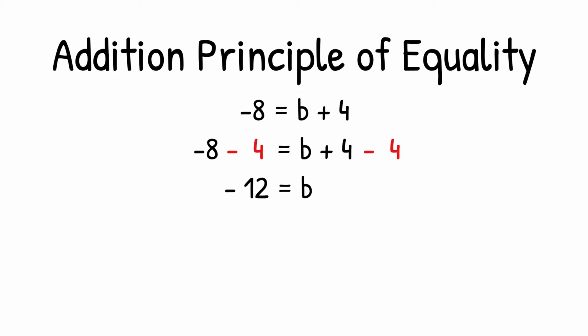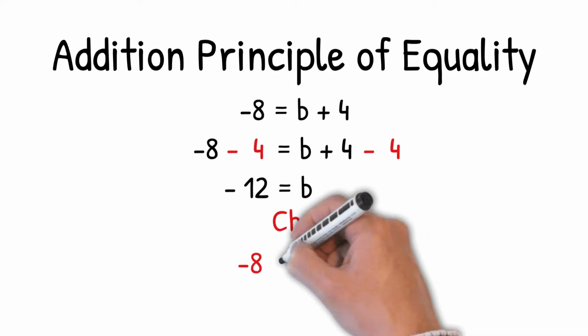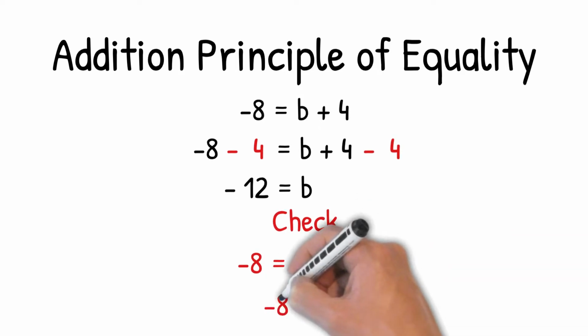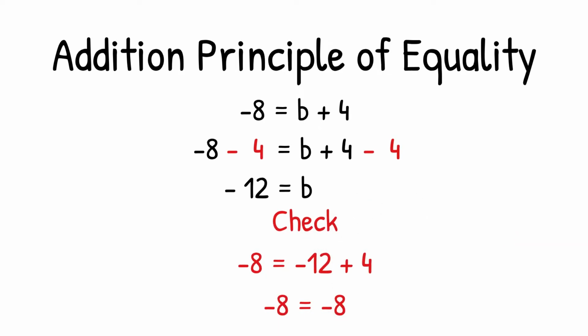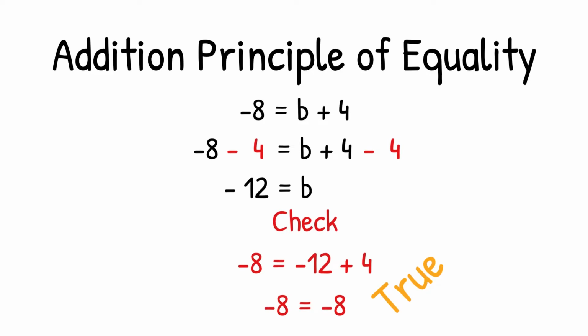So let's check our answer. Substitute negative 12 in place of b. So we get negative 8 is equal to negative 12 plus 4, and negative 12 plus 4 equals negative 8. Negative 8 equals negative 8. It's true. Therefore, b is equal to negative 12.